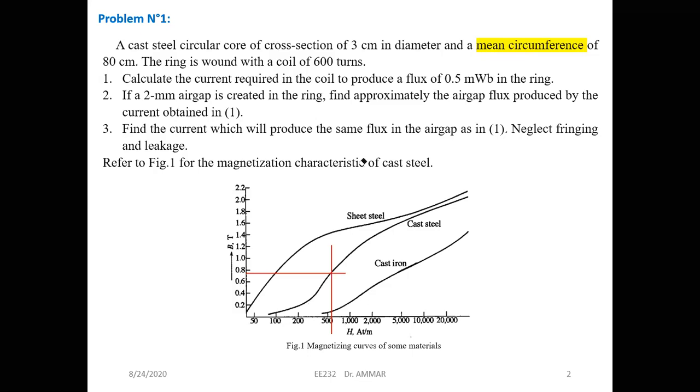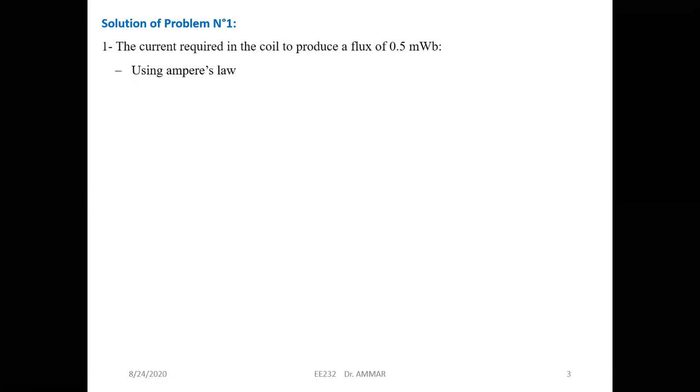Okay, so as I said, I hope this point is clear, how we can find H or B graphically from the magnetizing curve. So let's continue our solution. In order to find the current required to achieve a flux of 0.5 milliweber, we use Ampere's law.